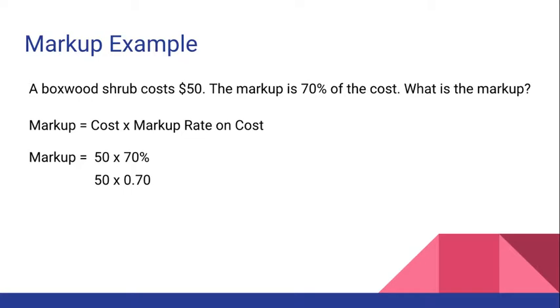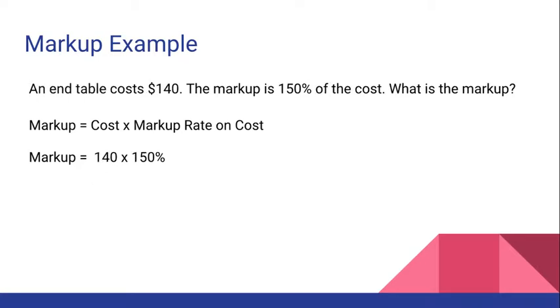So let's do another example. An end table costs $140. The markup is 150% of the cost. What is the markup? So we have our markup equation again. Our cost is 140 and our markup is 150%. Remember, we need to change the percent to a decimal. So we can divide by 100 or move the decimal 2 to the left. So we get 1.50. Now we can go ahead and multiply those together, and we get that the markup is $210. So that means the company is going to mark the price of that end table up $210 before they sell it to their customers.